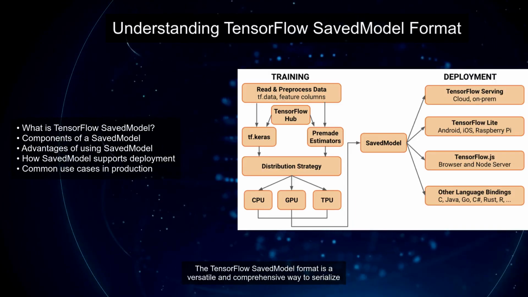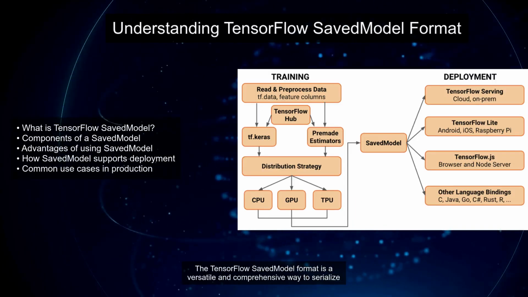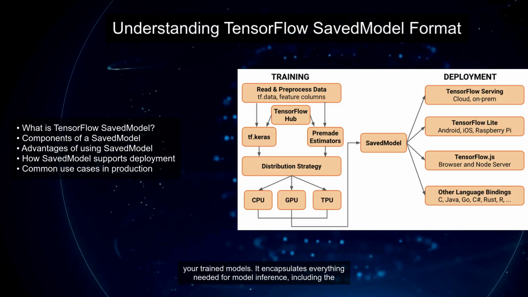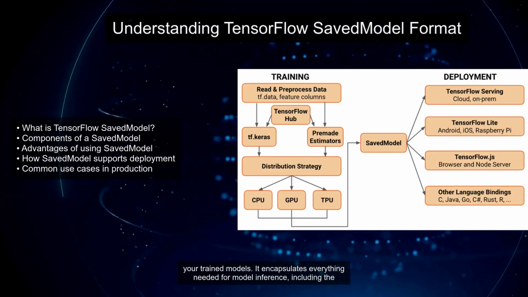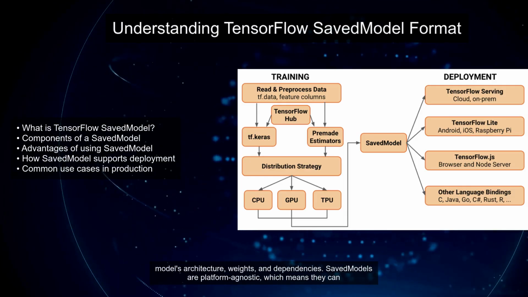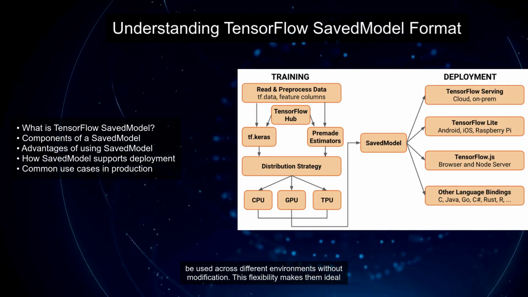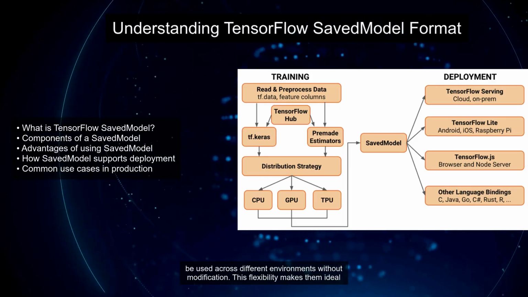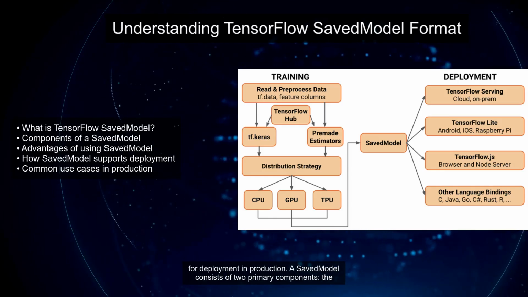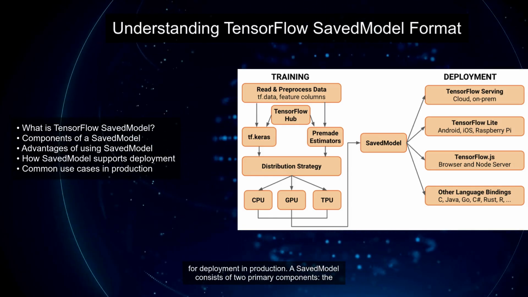The TensorFlow SavedModel format is a versatile and comprehensive way to serialize your trained models. It encapsulates everything needed for model inference, including the model's architecture, weights, and dependencies. Saved models are platform agnostic, which means they can be used across different environments without modification. This flexibility makes them ideal for deployment in production.